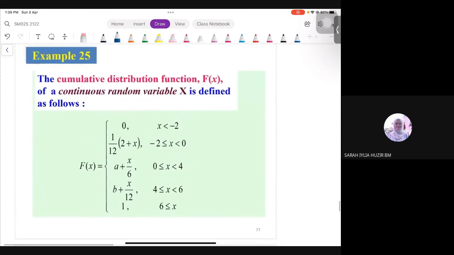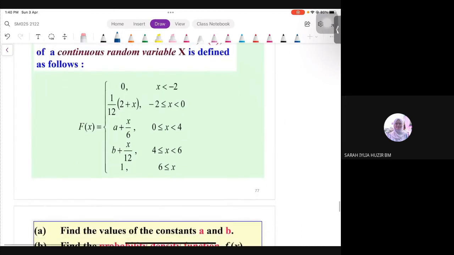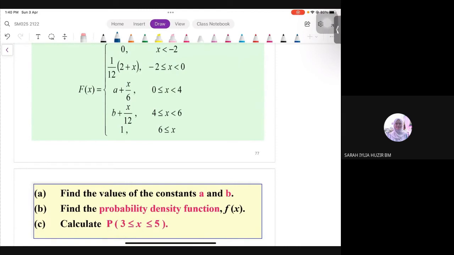Alright, now we try the next example, example 25. Below is a cumulative distribution function for a continuous random variable. From here we have 5 different functions. We have to find the value of constants A and B. After that, find the probability density function. And last part, calculate the probability.